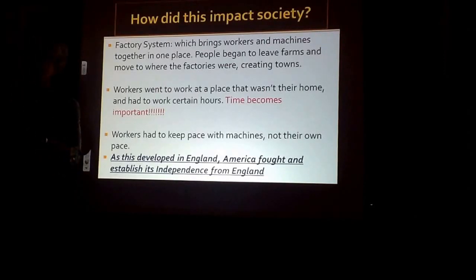Workers, the other big thing, instead of having choice, now have to go by the time the factory starts, the time limit they're supposed to work. But now workers had to keep pace with the machines. At home, if you were spinning the thread yourself, you could do it for 45 minutes, take a break, maybe go do something else. But not now, not if a machine is being run by a stream of water. You have to keep pace with the pace of the water that runs the machine. And so instead of people having some control, they really had to learn to adapt to the machines and the time and the pace.